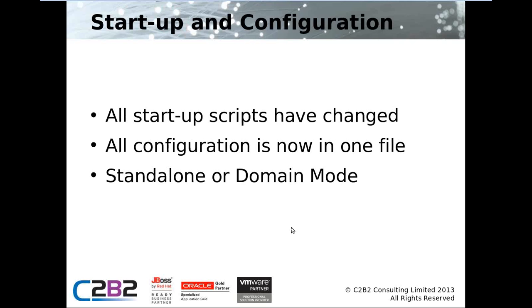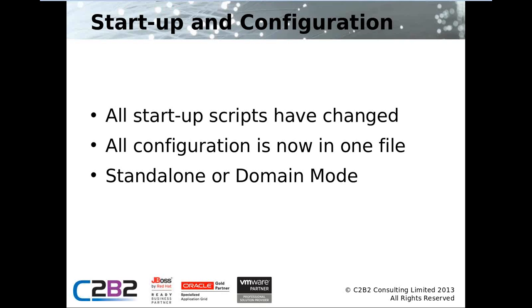So, startup and configuration. Well, all the startup scripts have now changed. EAP 5 used a profile-based deployment configuration. You had a bunch of files, a bunch of directories, which contain multiple configuration files for things like databases, resource adapters, security. Now in EAP 6, all your deployment configuration is done using one file. This file is used to configure all the services and all the subsystems used for deployment.